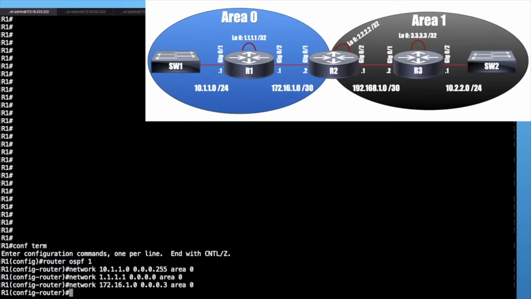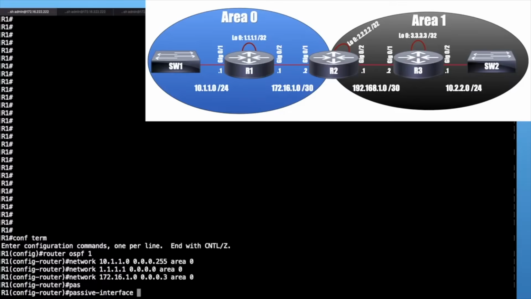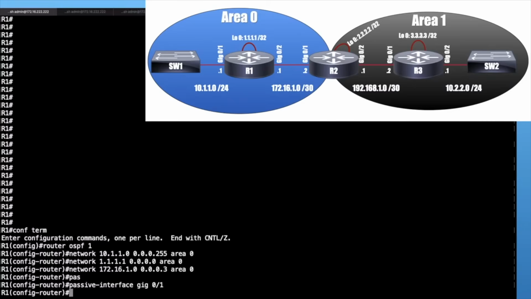So if I don't want to send hellos out to that stub part of the network, I can say, I still want that network to participate. I still want to advertise 10.1.1.0/24. I just don't want to send hellos to it. I could make it what's called a passive interface. I could say, let's make gigabit 0/1 a passive interface.